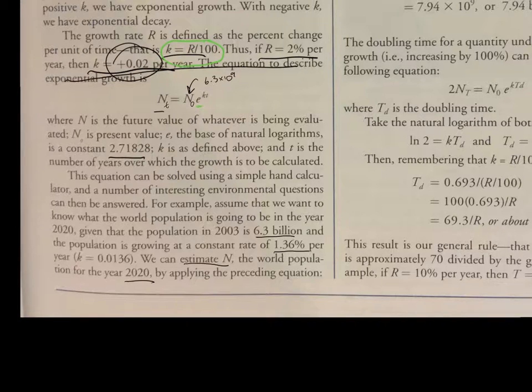So where do we get k equals 0.0136? That's 1.36 divided by 100. That's 0.0136.